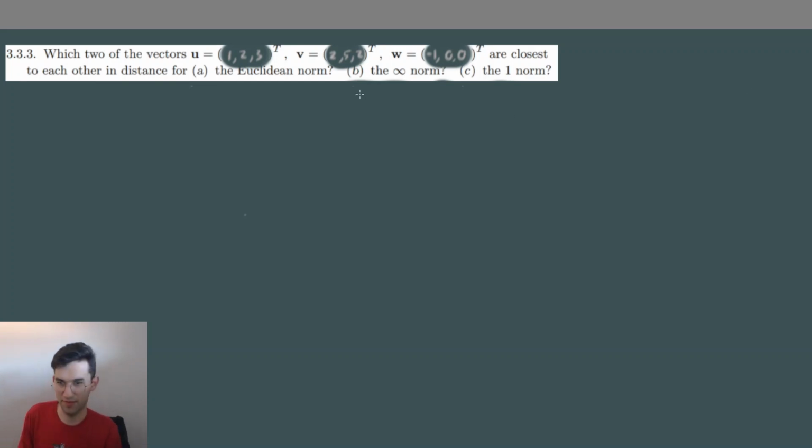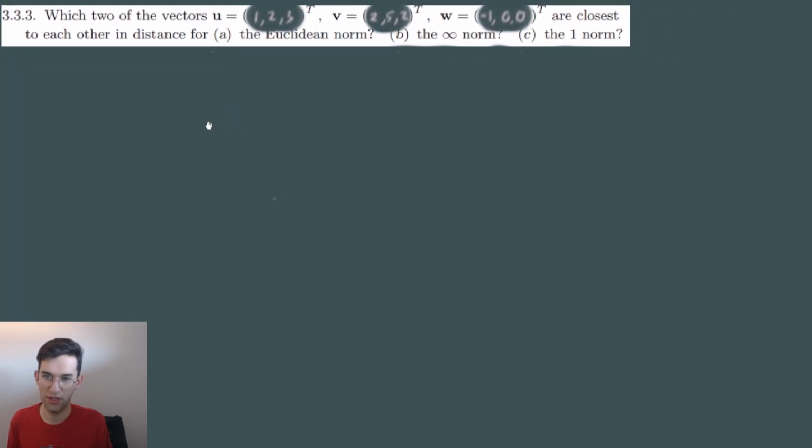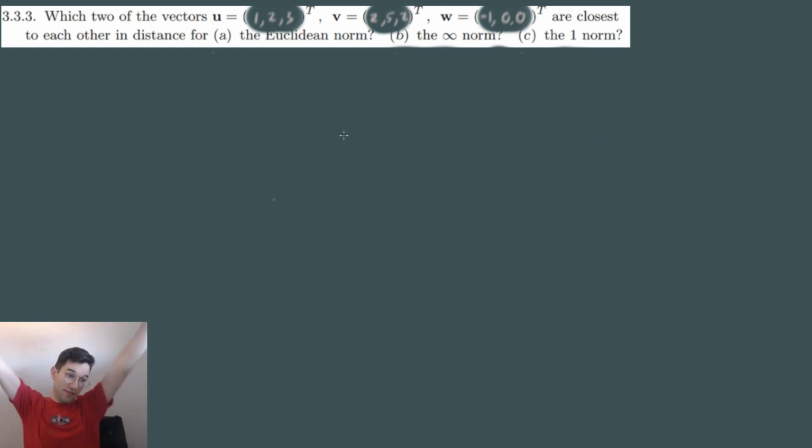Alright, we changed this problem a little bit, and the problem is we're going to be finding norms. So, which of the two vectors are closest to each other in distance? So we're going to find the distance between two vectors. We take the norm of the two vectors, okay?